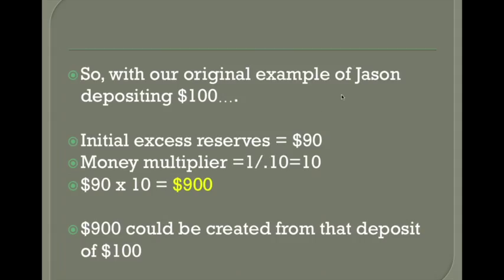So let's look at a couple of examples. Let's say Jason had that $100 deposit. The initial excess reserves the bank held were $90, and the money multiplier was 10. So we take our initial excess reserves, $90, multiply by 10, and that gives us $900, which means $900 could have been created from that deposit of $100. That was our increase in the money supply. That's a question you'll see a lot, and that's the way it's worded: what's the possible increase in the money supply? For this example, it would be $900.